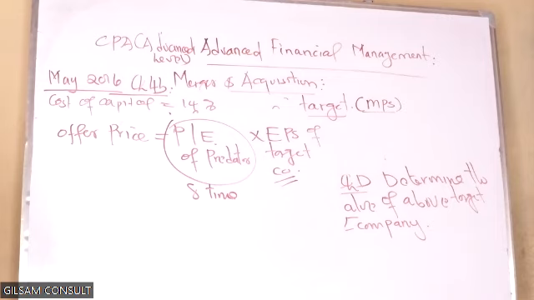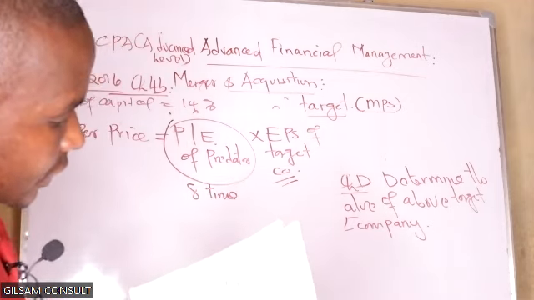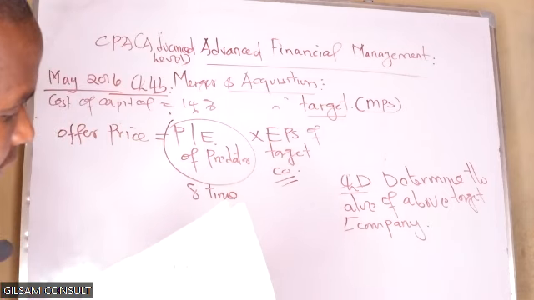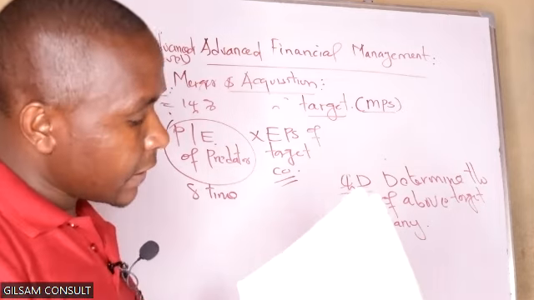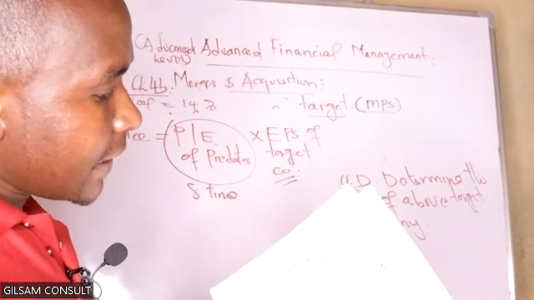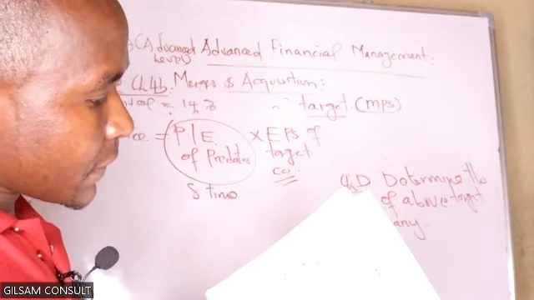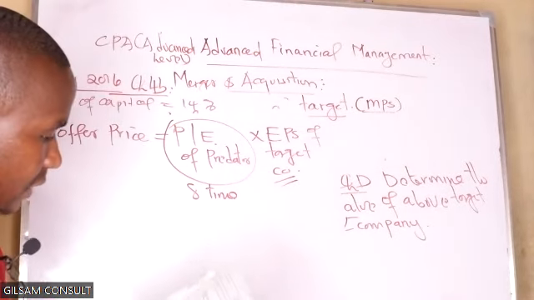is the earning per share of the target company? So which company do we intend to take over? Tini Limited. So we have been told Tini Limited is expected to post earnings of what?